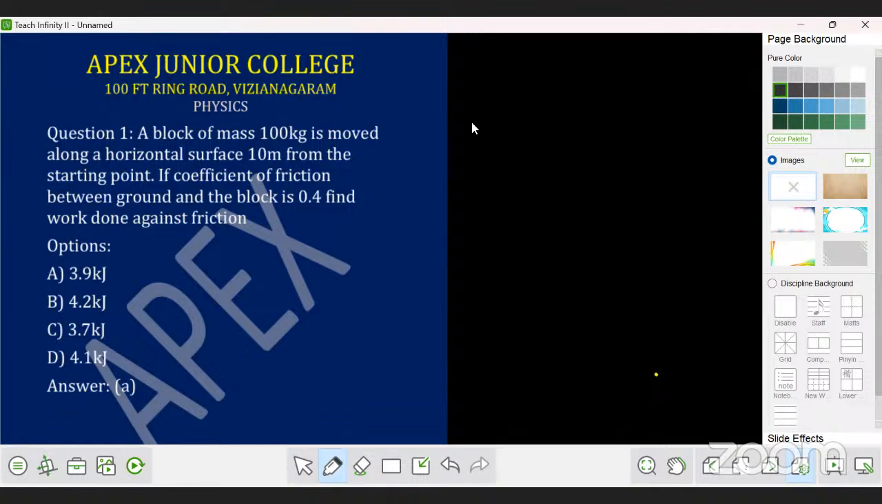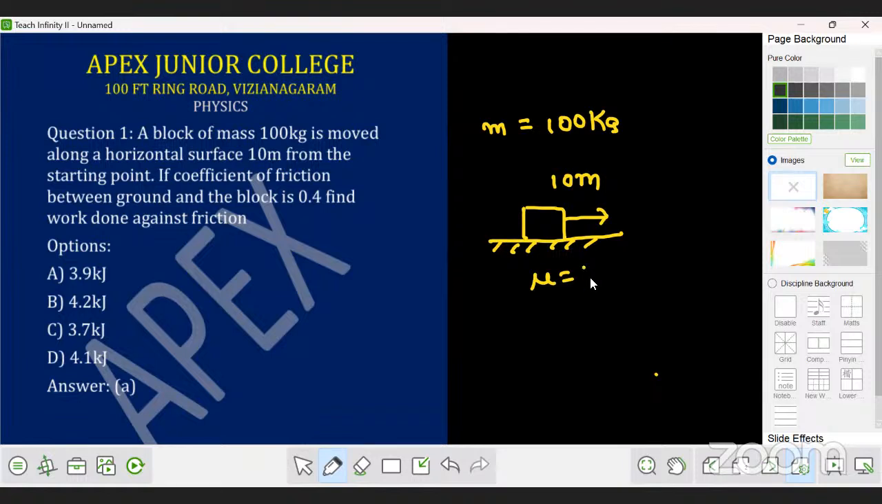See, a simple question was given. So what is the mass of the block given here? M is equal to 100 kg. How is the mass moved? It is moved along a horizontal surface for 10 meters. Just imagine some horizontal rough surface, and this block is moved in one particular horizontal direction. How much displacement was taken? 10 meters.